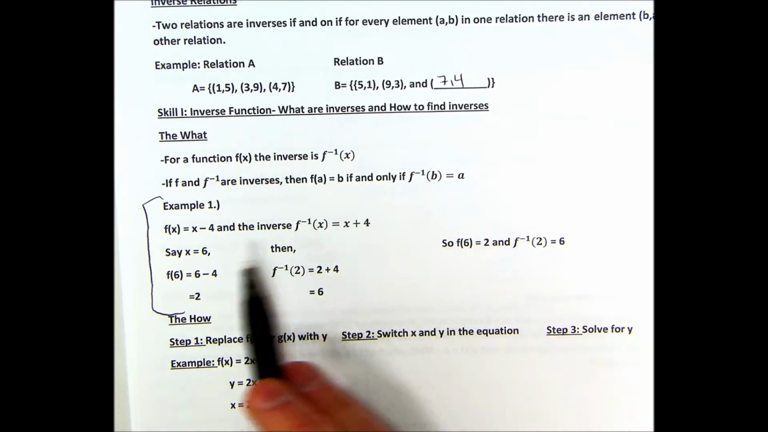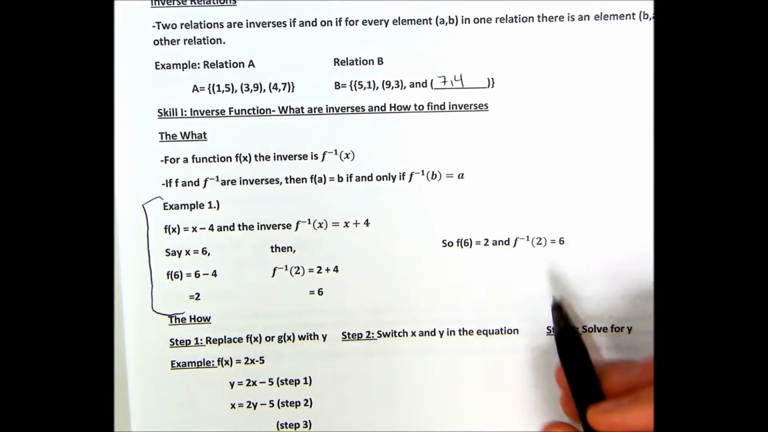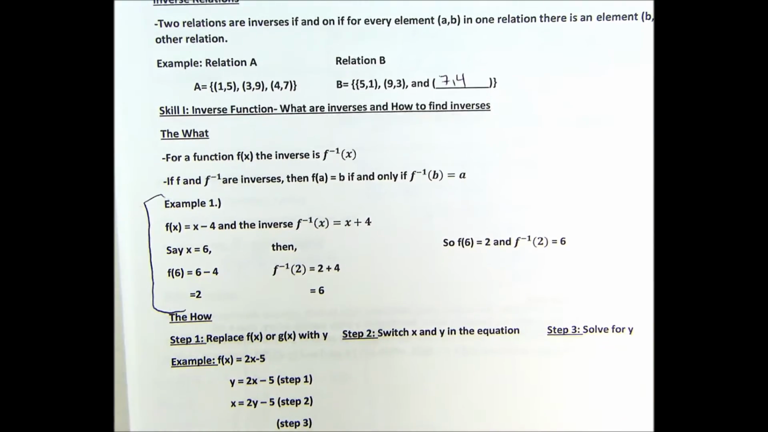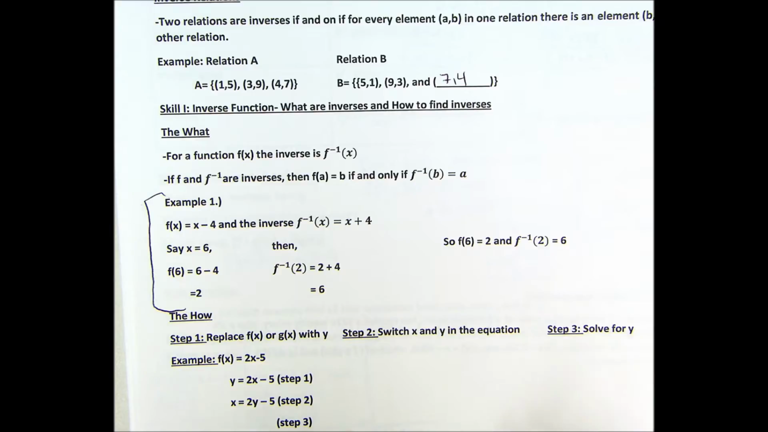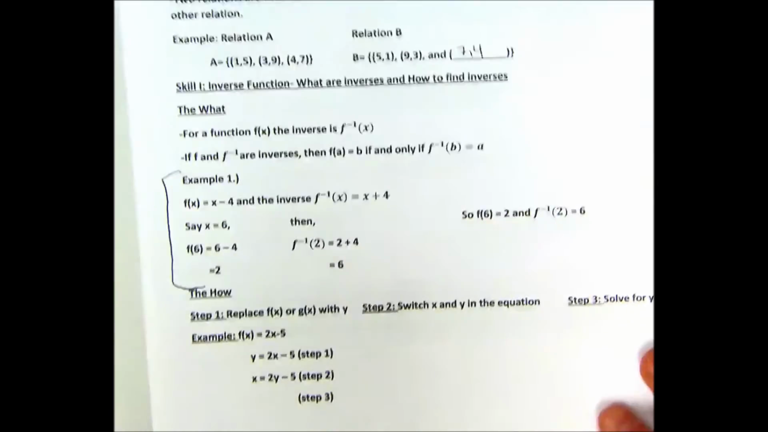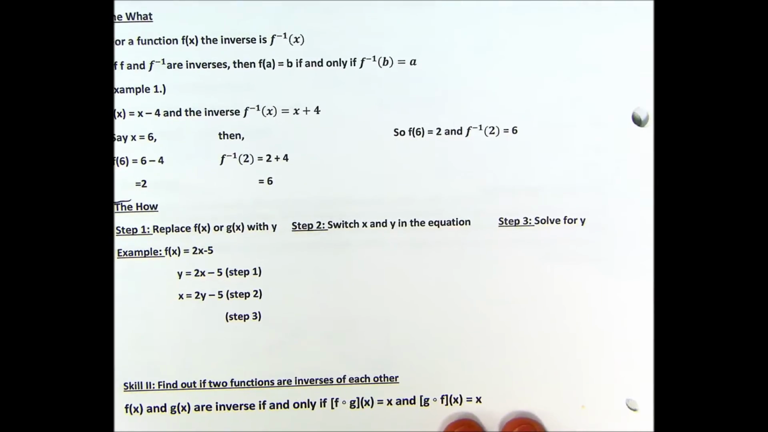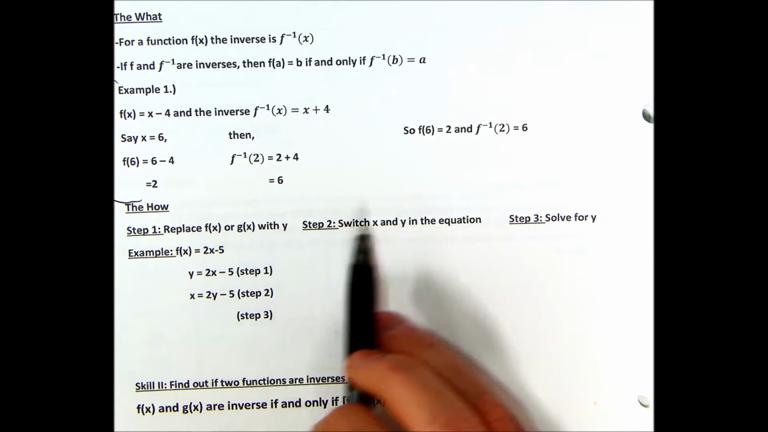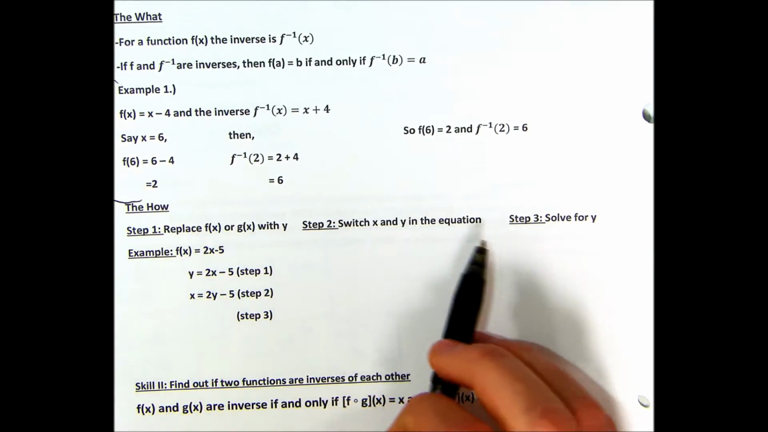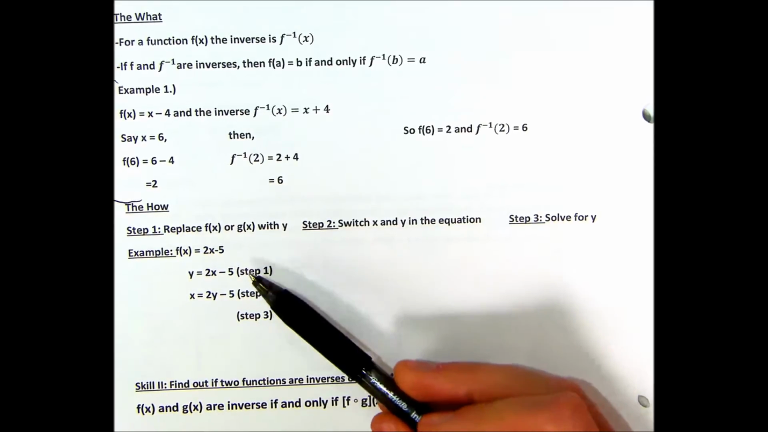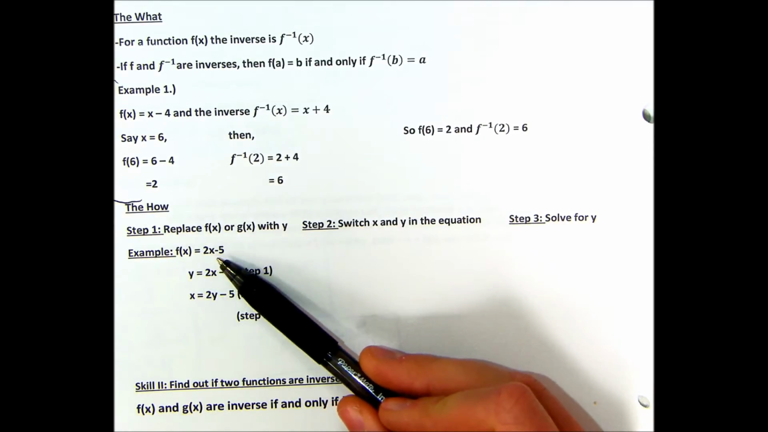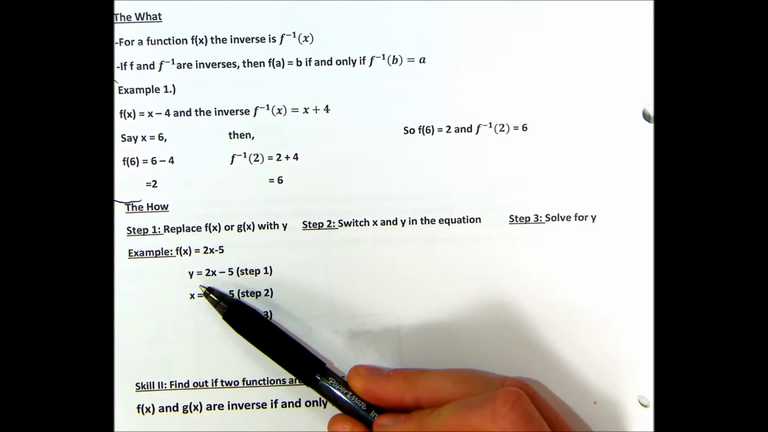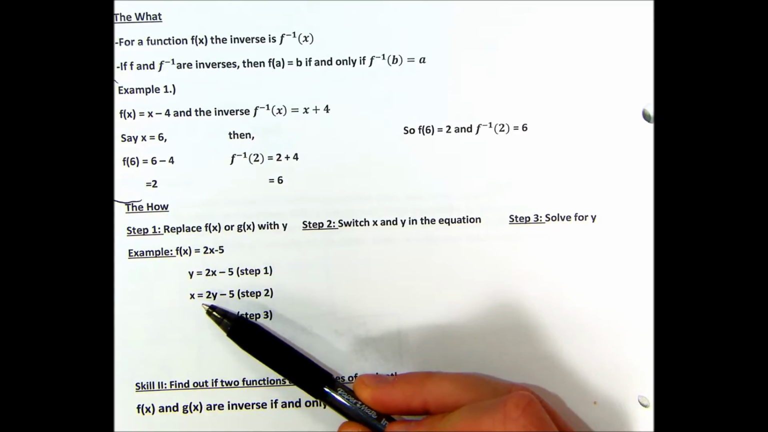If you were given a function, how would you find the inverse for yourself? The how. We have 3 steps. Replace f of x or g of x with y, switch the x and y in the equation, and then solve for y. So in step 1, I went from f of x equals 2x minus 5 to y equals 2x minus 5. Then I flipped where the y and x were. That's all I did. Just put y there, x there. And now step 3, solve for y.